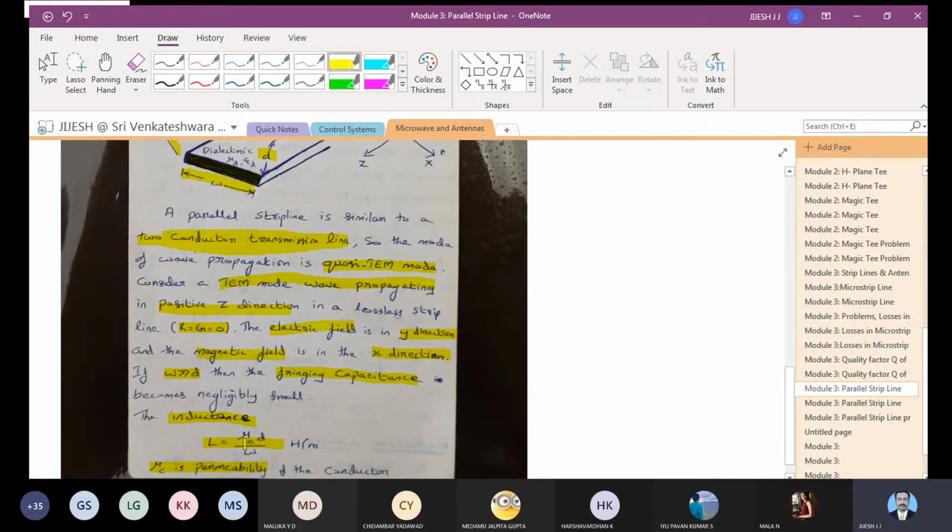So here you can see that we have the equation to find out the inductance of the parallel strip line. It is mu C D by W. W, you know, is the width of the conductor, mu C is the permeability, and D, you know, is the distance between the strips filled with dielectric. So all of you complete it till here, then we'll move on with the further equations.